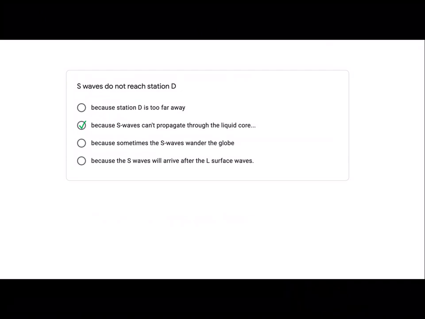So you can do this experiment with a bucket of water and do some compressional movement with your hands and shear movement. And you will see that in the shear movement, you cannot feel any resistance of the liquid. Because there is no resistance of liquid to shear motion, you cannot have S waves in liquid. And so that's the reason why we didn't have any S wave at station D. And by the way, the absence of S waves is how the liquid outer core of the Earth was discovered at the beginning of the 20th century.